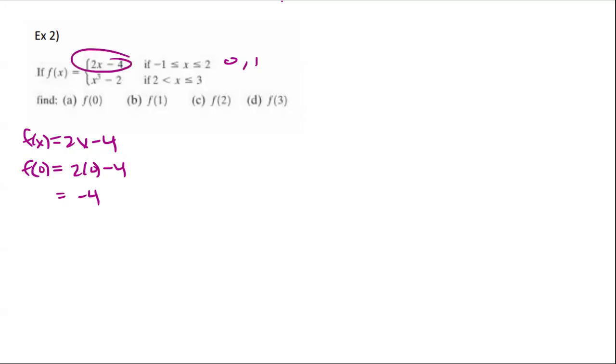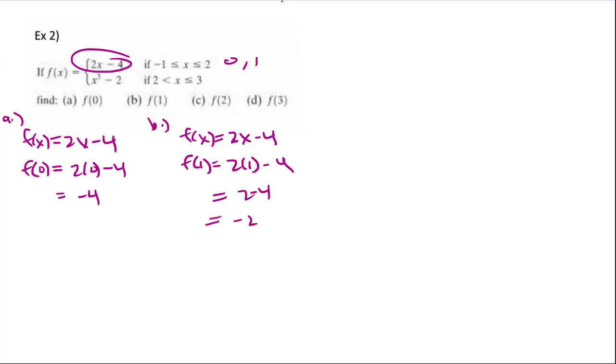So we're going to use still the first equation. So this was A. So part B, we're going to have f of x is equal to 2x minus 4. And then we're going to evaluate that at 1. So 2 times 1 minus 4, so that's going to be 2 minus 4, which is -2.